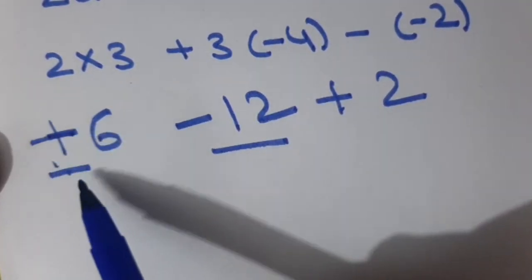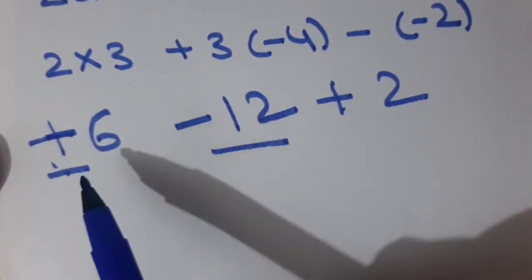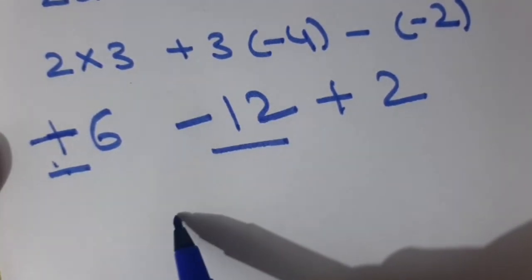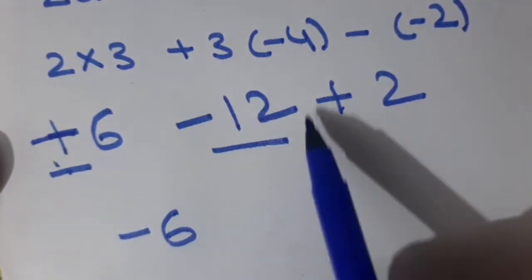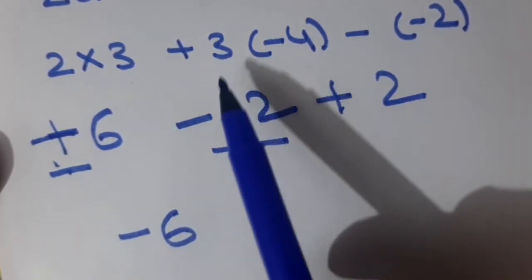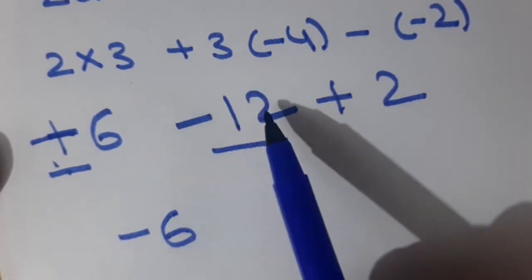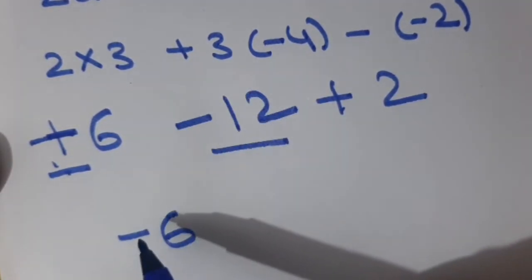Now here one sign is plus, one sign is minus. It means you will subtract the numbers. So 6 minus 12 is minus 6. The sign will come of the number which has the greater value. Here 12 has the greater value. So this 12 has the minus sign, so the minus sign will come.